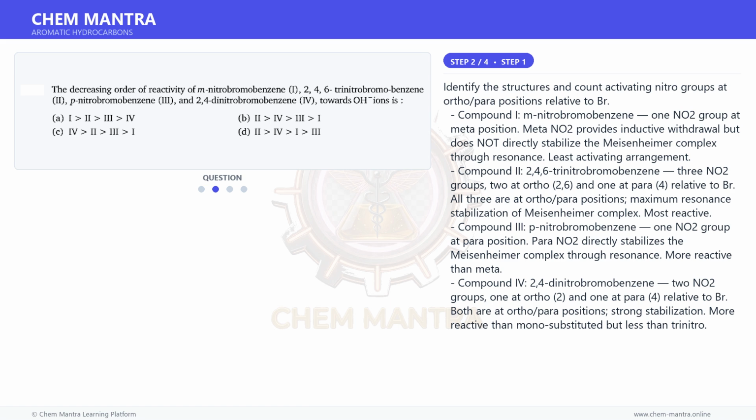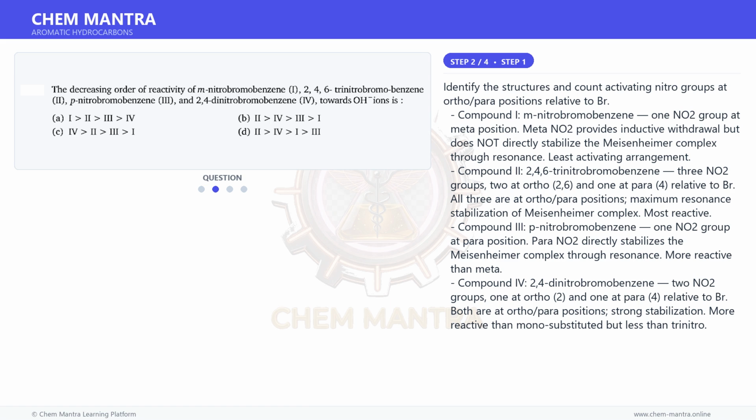Most reactive. Compound 3, p-nitrobromobenzene, has 1 NO2 group at the para position. Para NO2 directly stabilizes the Meisenheimer complex through resonance. More reactive than meta.